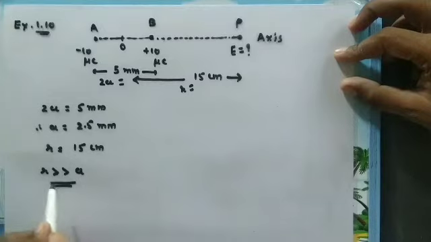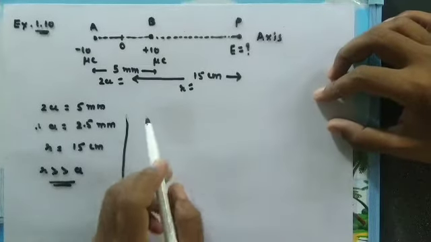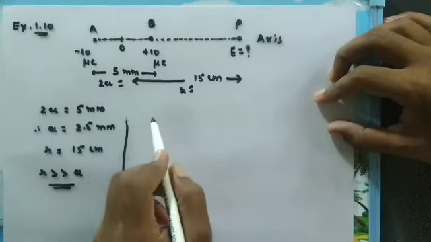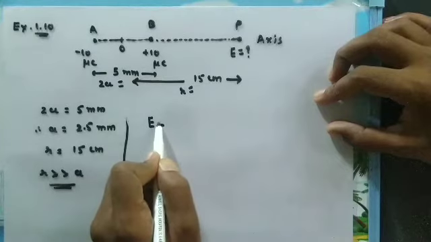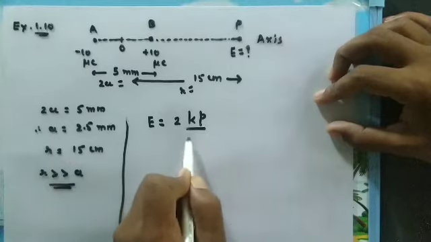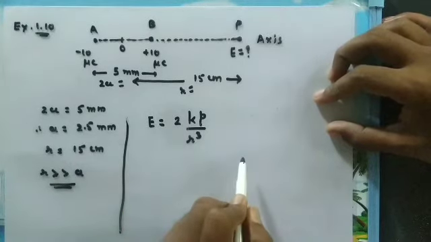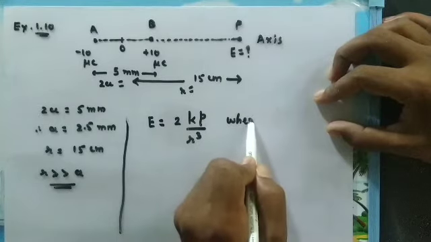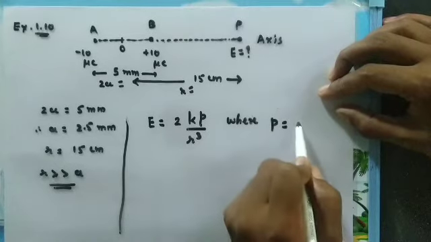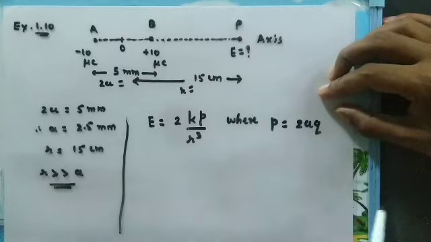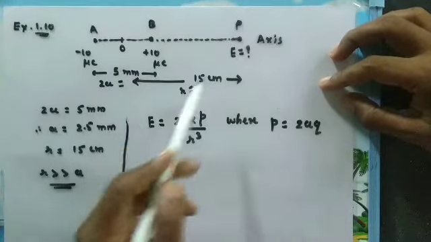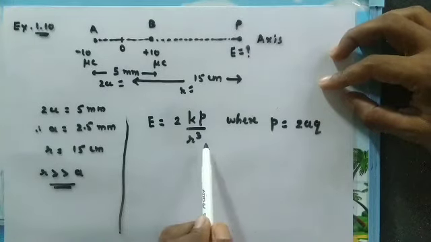If this condition holds, we can use a simple formula for the electric field on the axis of a dipole, which is E is equal to 2kp by R cube, where p is the electric dipole moment, which is equal to 2A times Q. In our last lecture we studied the electric dipole and obtained this formula.